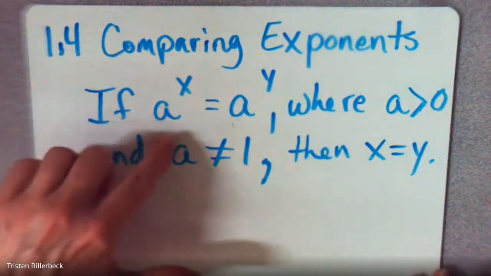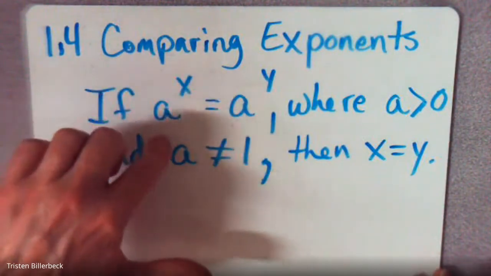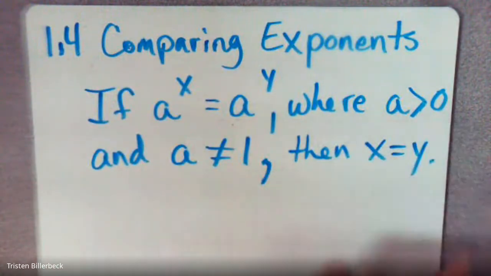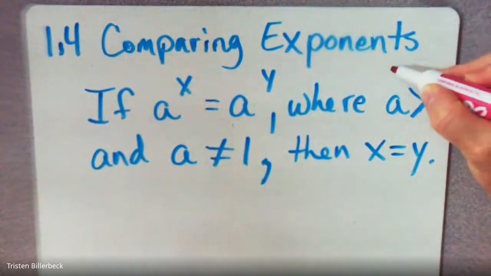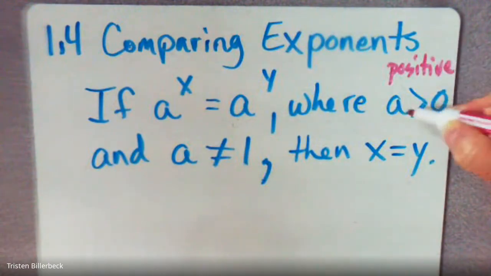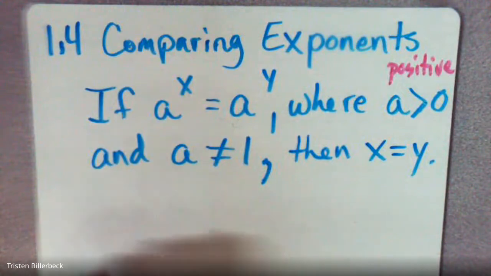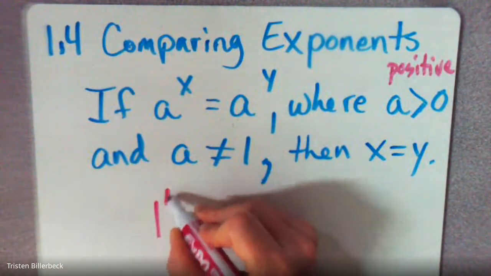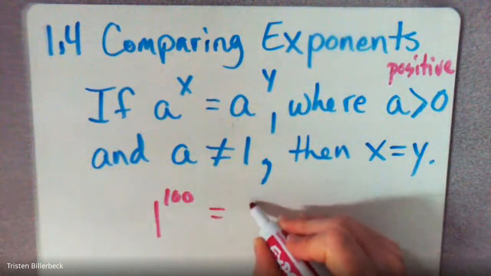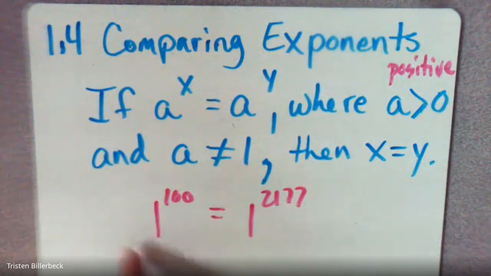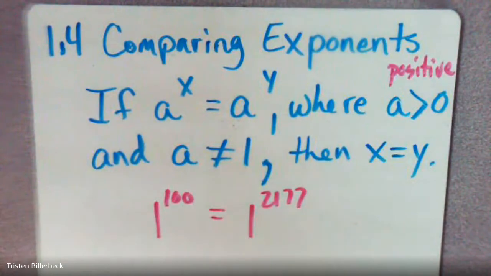So if we have a to the x equals a to the y, where a is greater than 0, which means it's positive. And a can't equal 1, because then we'd have 1 to the 100 could equal 1 to the 2177th. Okay, so then these two would not be equal, so we have to have this condition here.